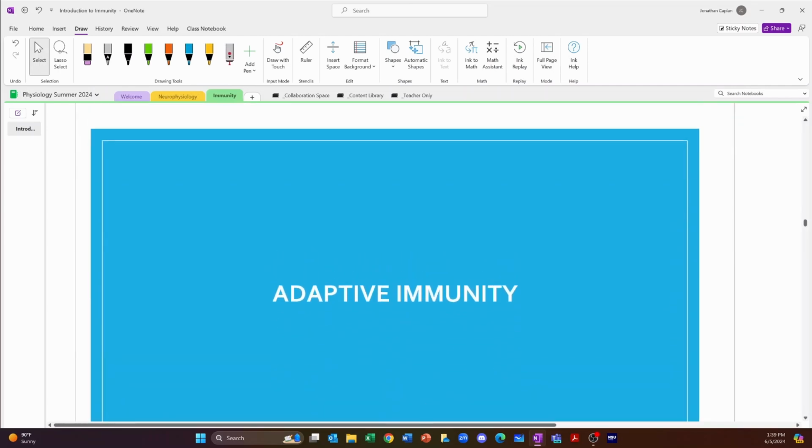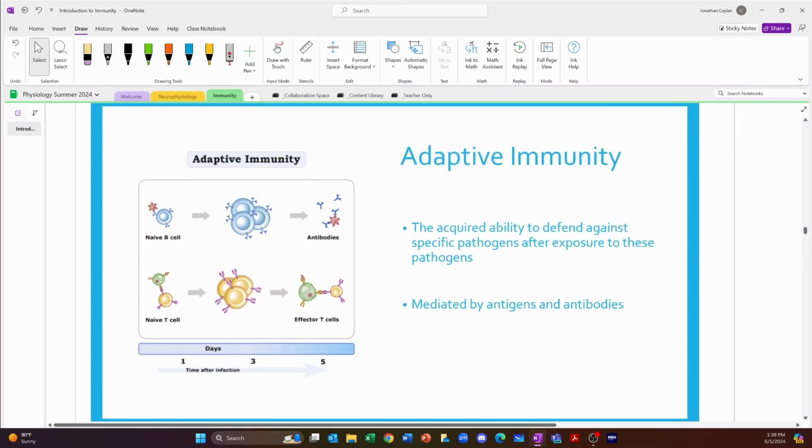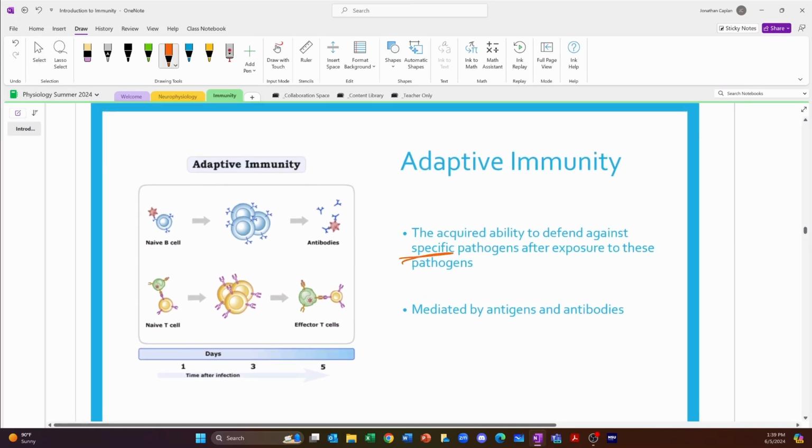Okay, adaptive immunity, things that we're getting. We have to defend against specific pathogens. We have to know what we're fighting against. Basically, think of immunity as a blueprint. It's a method of defeating an enemy. It gives us a blueprint, and when we get exposed to that pathogen, our body already knows the plan, and we can produce antibodies. So it's mediated by the antigen, which is the pathogen, and antibody formation.